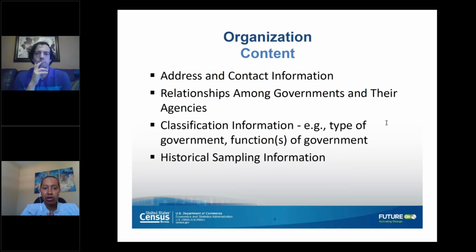The Government Unit Survey also provides continuous updates of these governments for our Governments Master Address File, which we refer to as the GMAF.